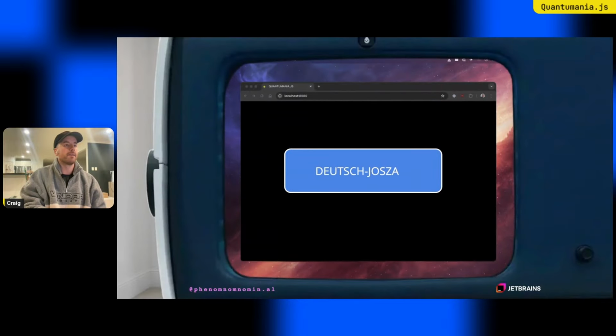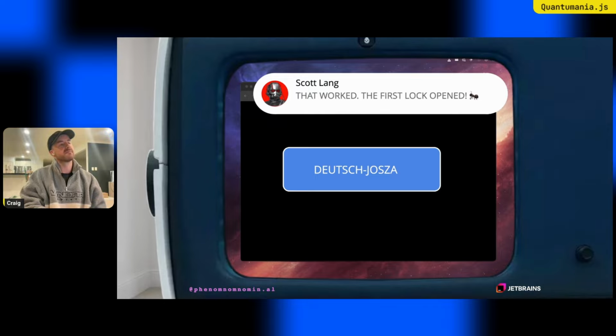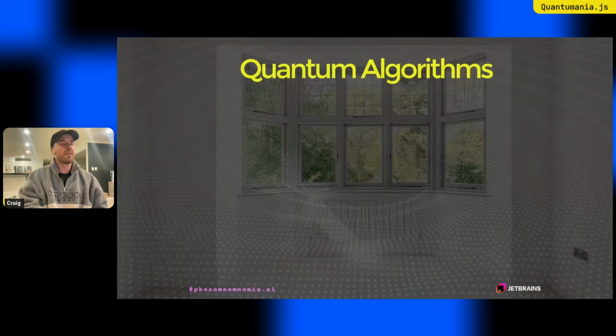Let's run the algorithm and see what happens. Message from Scott Lang. That worked. The first lock opened. Awesome. We got the first lock open. Okay, let's go on to the next type of algorithm.